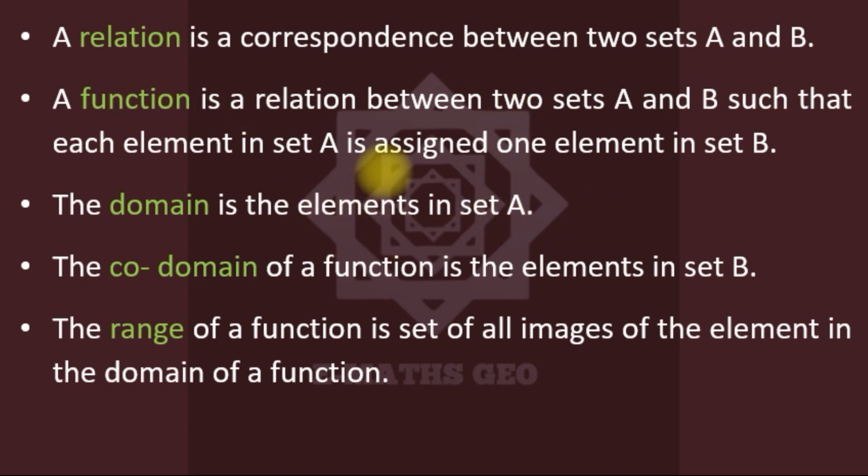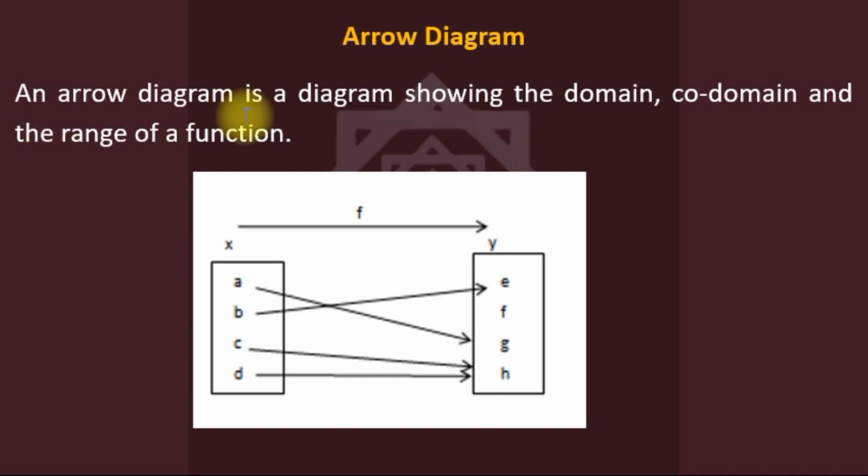So the domain is the elements in set A. That set A is the domain, while the set B is the codomain. We now have what is called the range. Range is the set of all images of elements of the domain. So let me use a diagram. Let's use what we call an arrow diagram. An arrow diagram is a special diagram to show domain, codomain, and range.